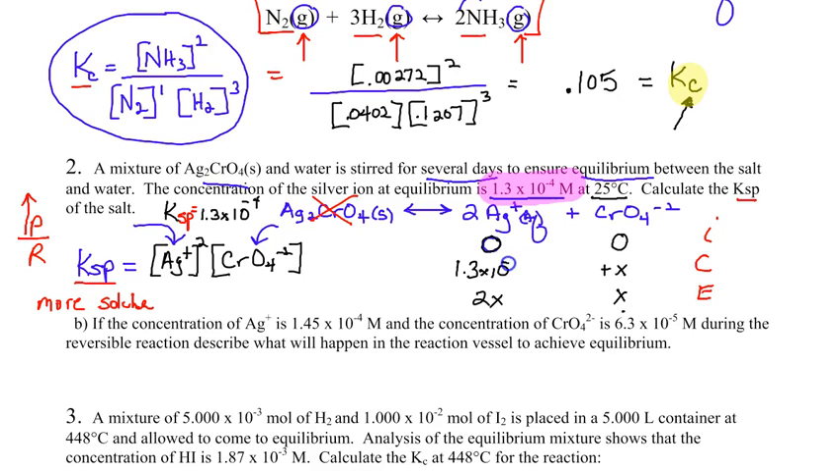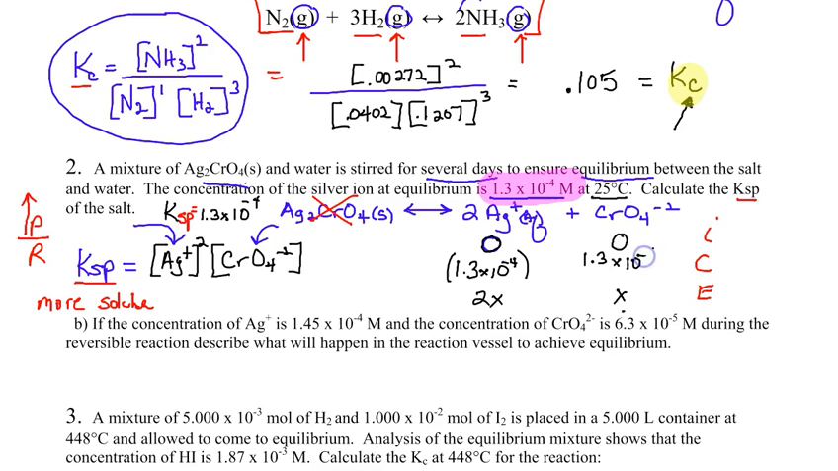Okay, that is my 2X. Can anyone think what the X would be? You bet. Okay, it's half that. Remember, this is X, this is 2X, this is X. So stoichiometrically, there has to be a half. So 1.3 times 10 to the negative 4 divided by 2.